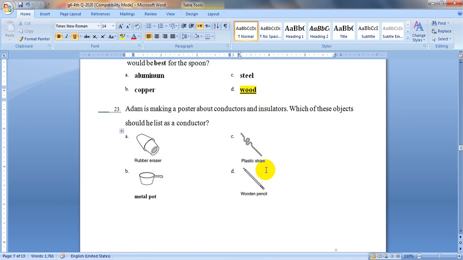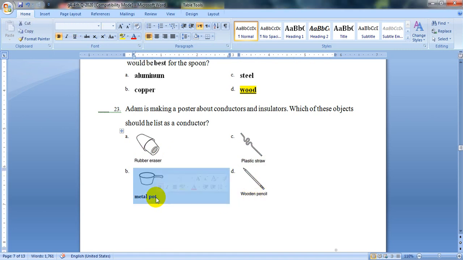The next question, 23. Adam is making a poster about conductors and insulators. Which of these objects should he list as a conductor? Again, a conductor is a material that lets heat pass through it. So, will he list a rubber eraser, metal pot, plastic straw, or wooden pencil? He should list a metal pot.